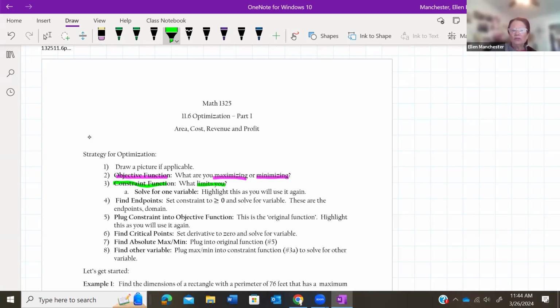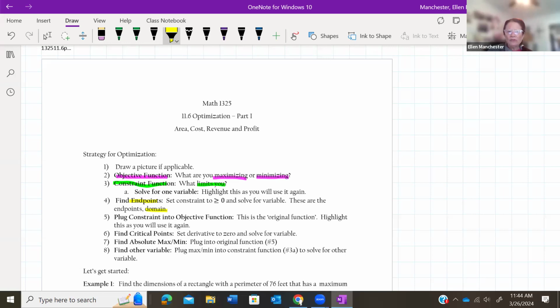Then you're going to solve your constraint for one variable. What this does is allow us to rewrite our objective function based on one variable. Then we're going to find our endpoints. Finding our endpoints is finding the domain. Endpoints and domain are the same thing.